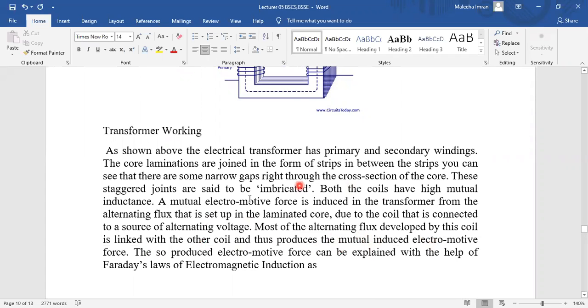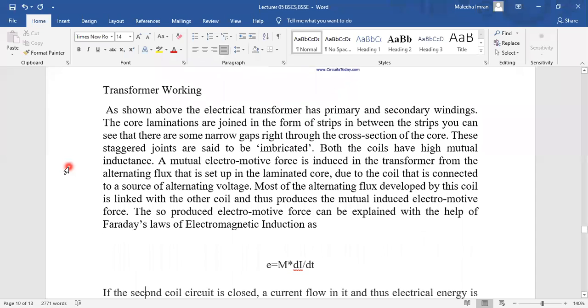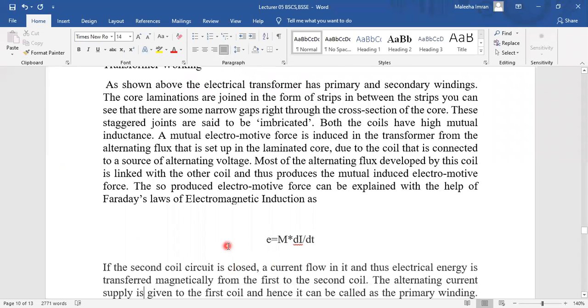The basic principle is Faraday's law of electromagnetic induction. Faraday's law of electromagnetic induction tells you that if you change the EMF in any coil, there would be a change in the magnetic flux, and because of that magnetic flux, the EMF is induced in the second coil. This is an equation that EMF is equal to M di by dt, where M stands for the coefficient of mutual induction.